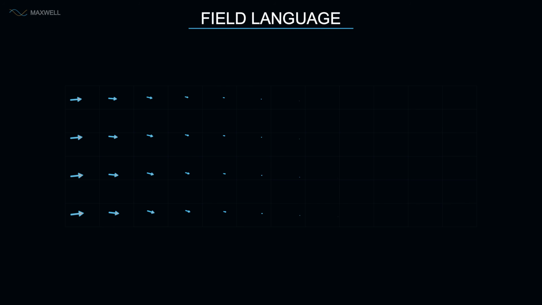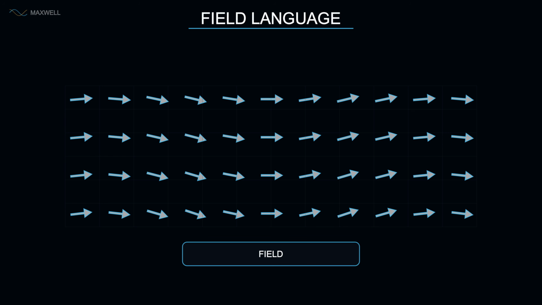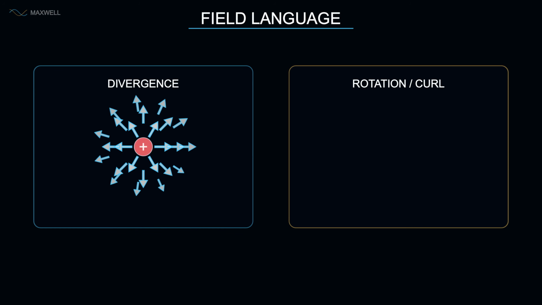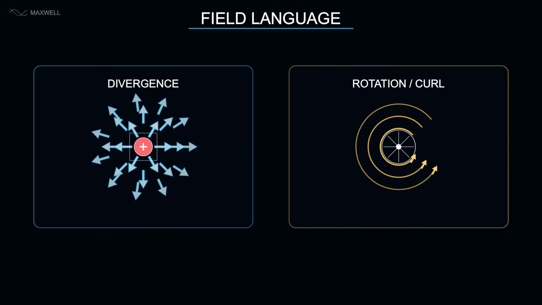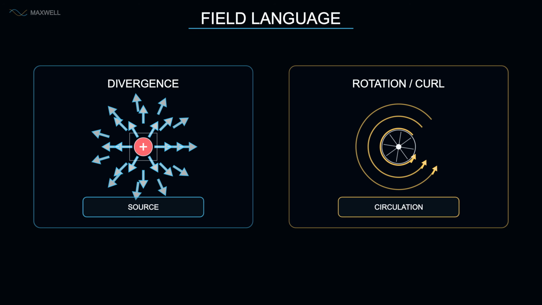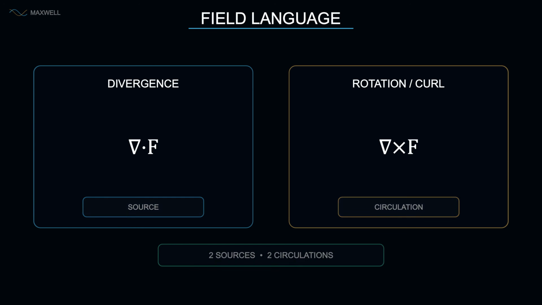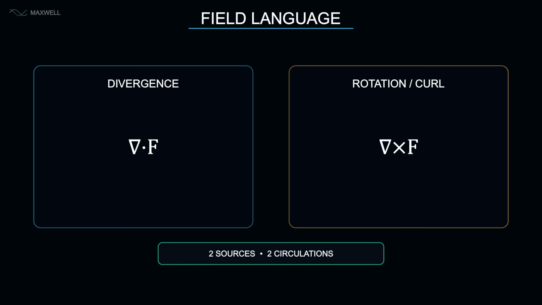Symbols can hide the picture. Imagine that every point in space carries a tiny arrow. Together, those arrows form a field. Now ask two questions. Does the field spread outward from this point? That is divergence. Would a tiny wheel placed here begin to turn? That is curl. Maxwell's equations are built from these two simple questions.